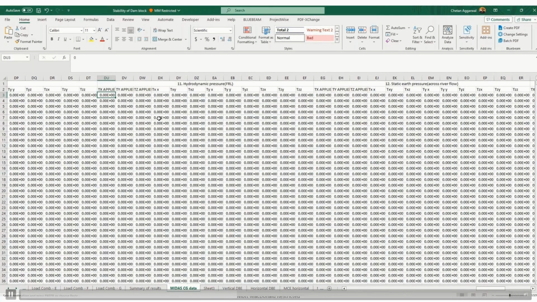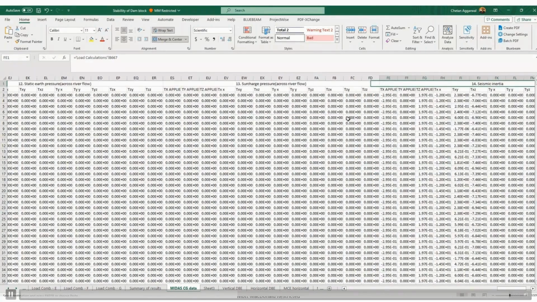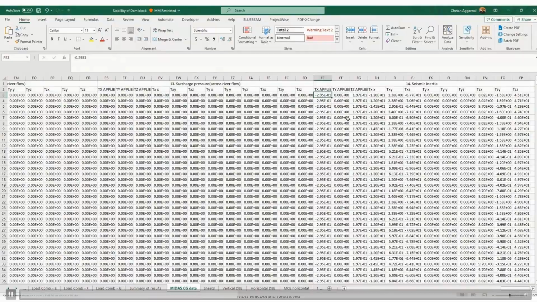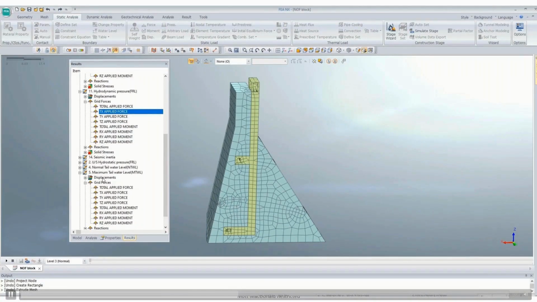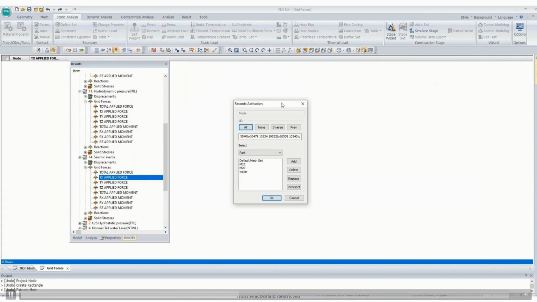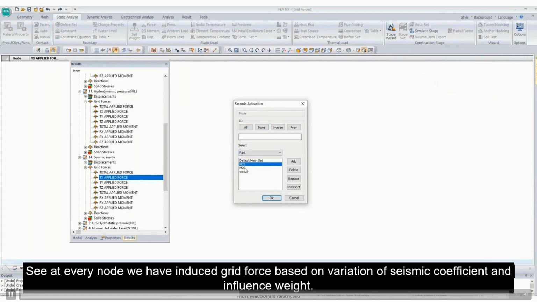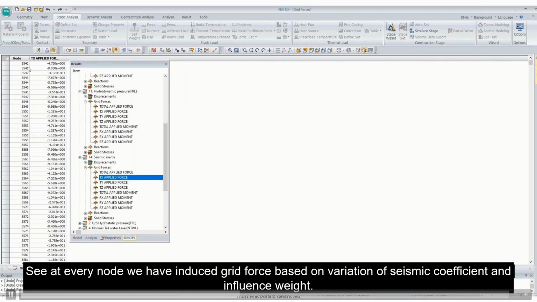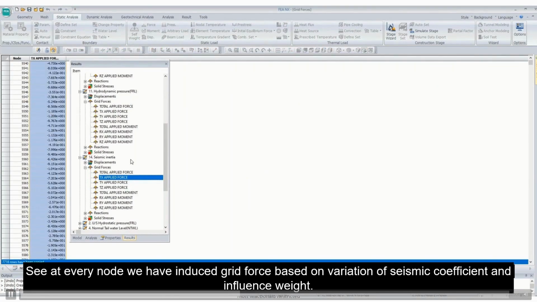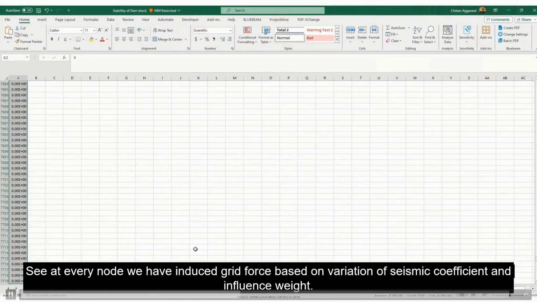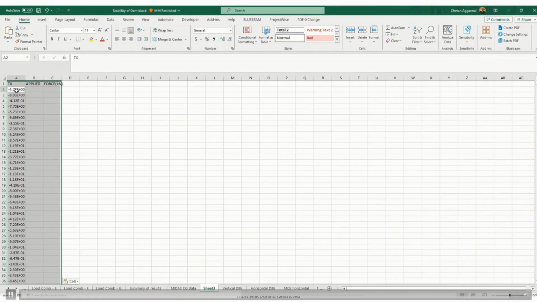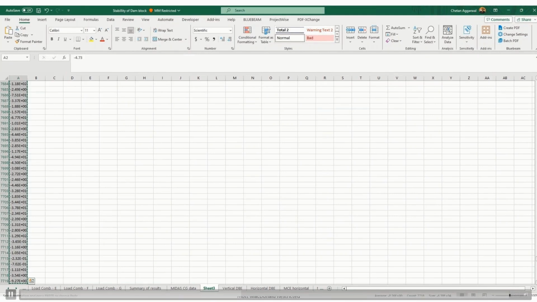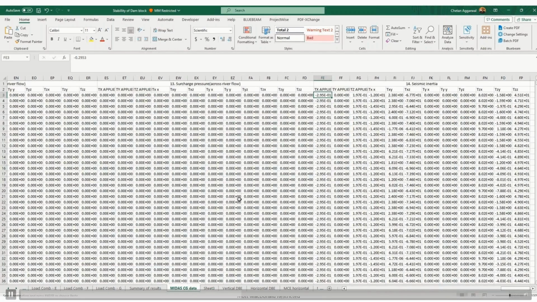Then we don't have static earth pressure, we don't have surcharge pressure, seismic inertia we have in two directions. Copy, copy and paste it here. Okay. Then the last one, TY won't be there, and TZ.